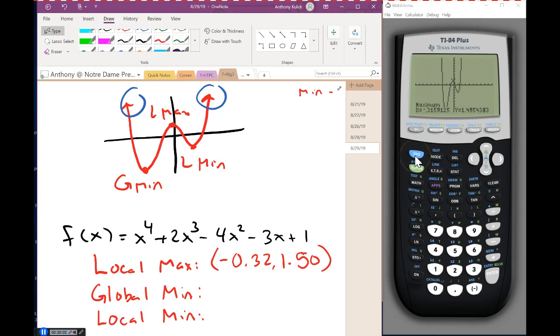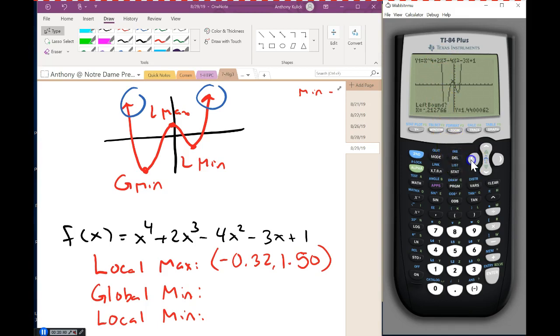Okay. So let's find the global minimum next. I'm going to press second and trace. Which command do I want this time? 3, the minimum command, because we're looking for the global minimum. The global minimum we said was down here. So if I want a left bound, I need to pick something on that part of the global minimum. Everybody good with that idea?